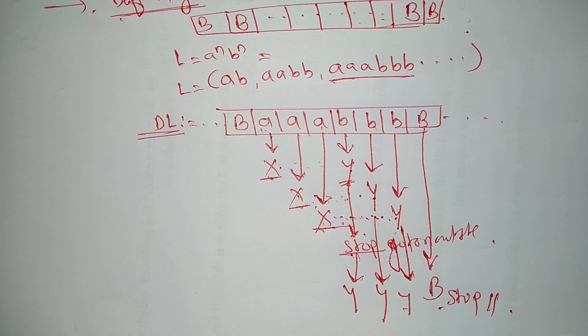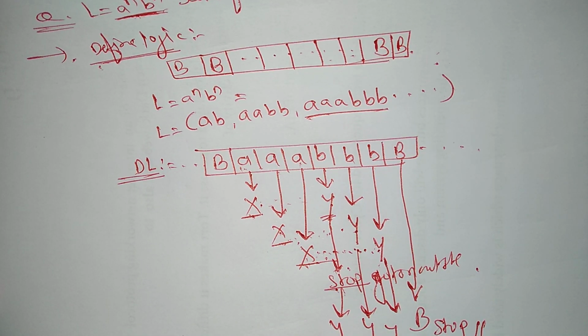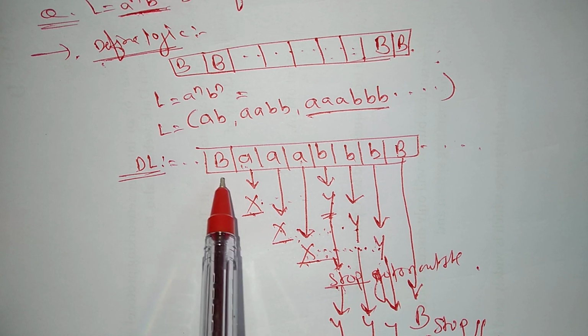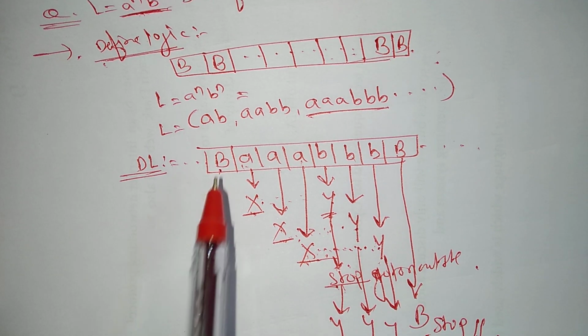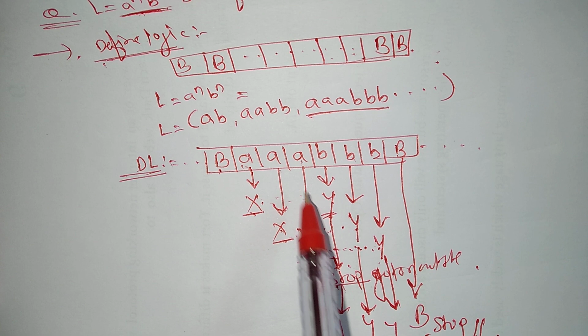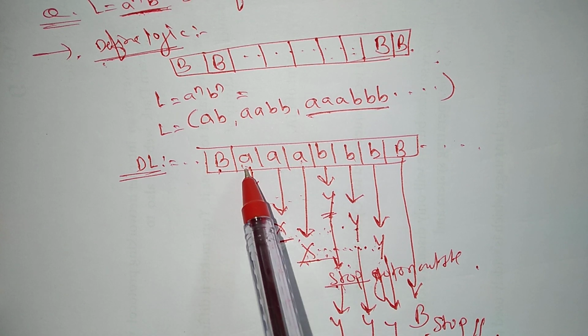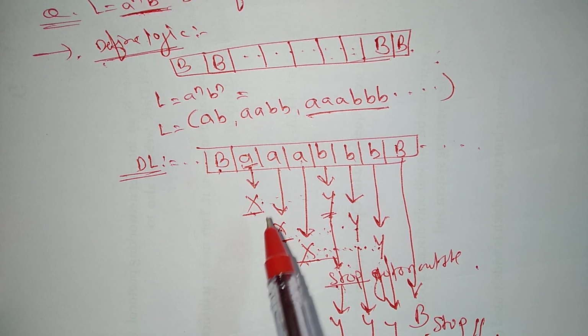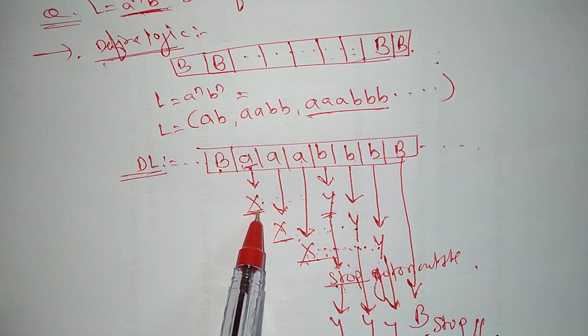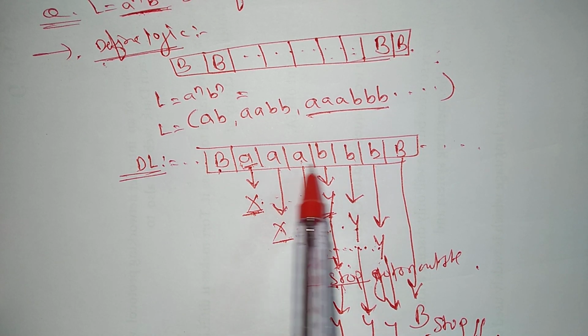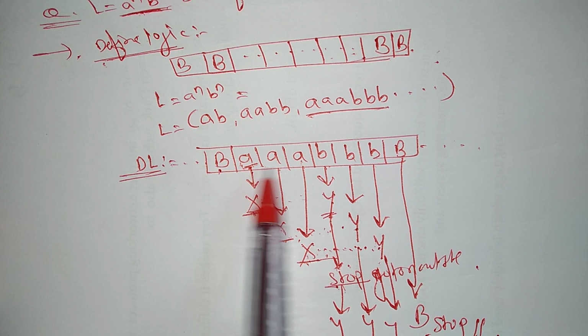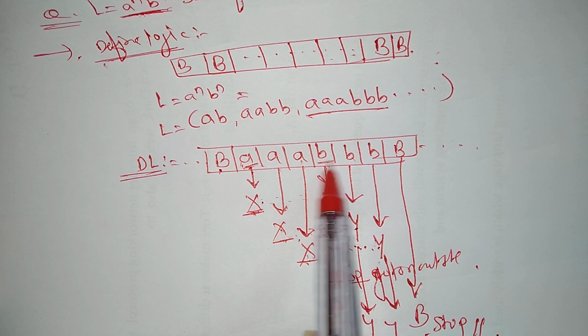We will explain it in brief once again, then we will draw the state transition diagram. See, this is the blank. Here we are going to start. What is the logic here? Whenever a occurs, I am going to replace it with x. Fine, a is replaced with x. Then I go to the right side. Where do I have to stop? When I read the first b.